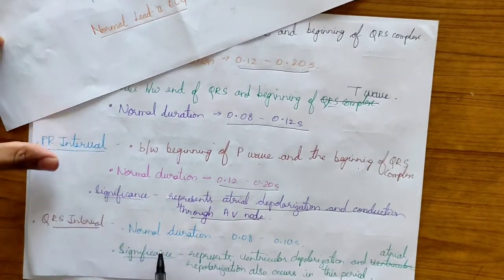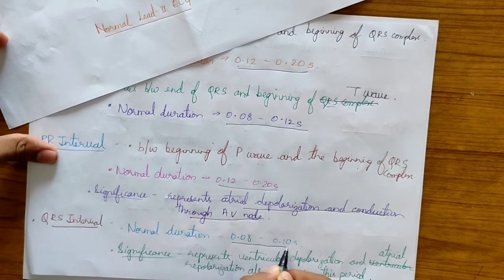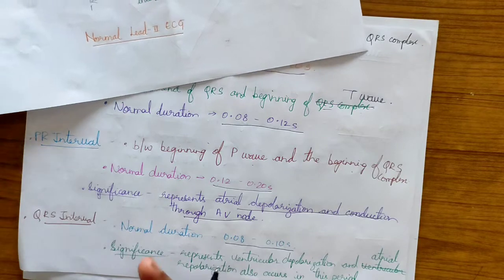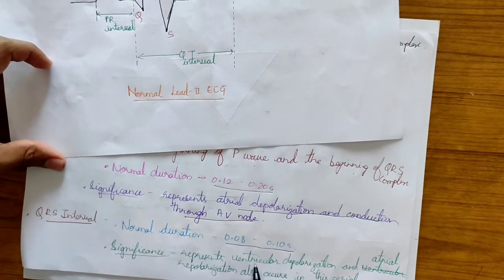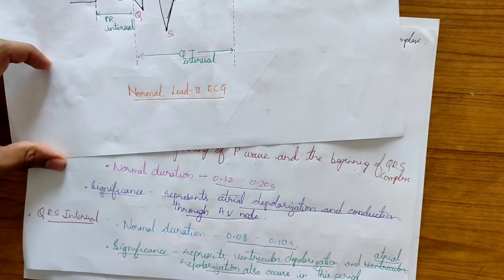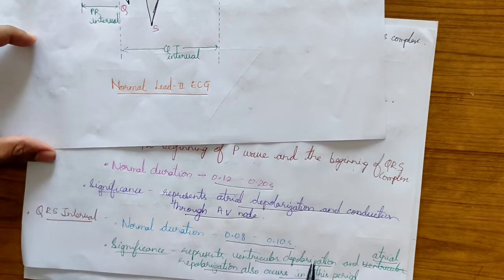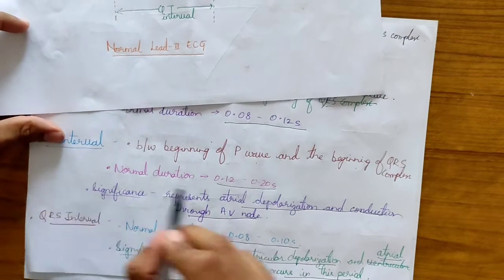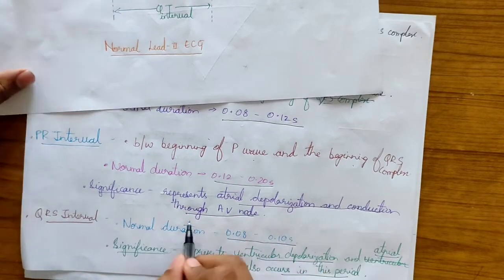Next is the QRS interval. Its normal duration is 0.08 to 0.10 seconds. The QRS interval is nothing but the QRS complex itself. Its significance is that it represents the ventricular depolarization and the atrial repolarization, which occurs in this period. So it represents both ventricular depolarization and atrial repolarization, whereas the PR interval represents only atrial depolarization and conduction through the AV node.